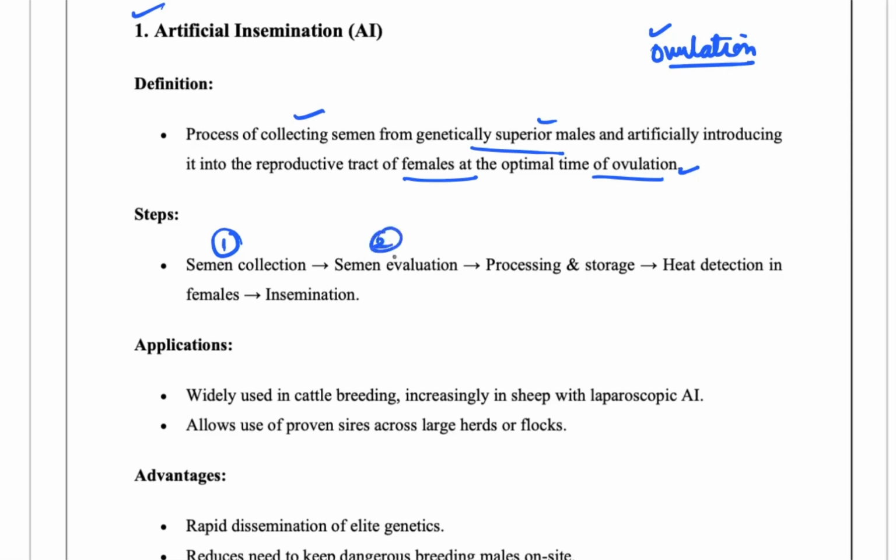Then there is semen evaluation. You evaluate the semen for its characters. Then there is processing and storage of the semen. And then heat detection in the female, that will basically give you the information about the ovulation. And then there is insemination. In some females or some species, we call it the heat period also. The ovulation period is also called the heat period. That means the female is reproductively active, right?